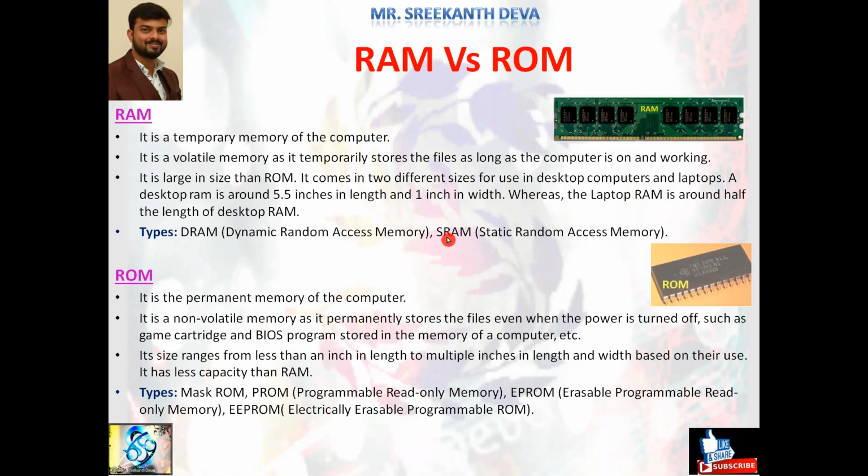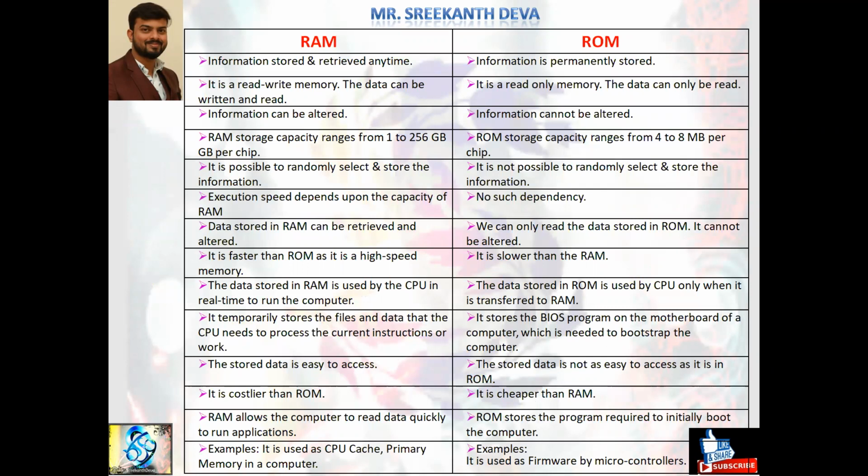These two are different types of RAM. Coming to ROM, it is categorized into different types like MROM, mask read only memory, PROM, programmable read only memory, EPROM, erasable programmable read only memory, and EEPROM, electrically erasable programmable read only memory. So these are different types of RAMs and different types of ROM, and we can also mention this as a difference between RAM and ROM. These are the basic differences between RAM and ROM. Now we go to the detailed differences, like information stored and retrieved at any time in RAM.